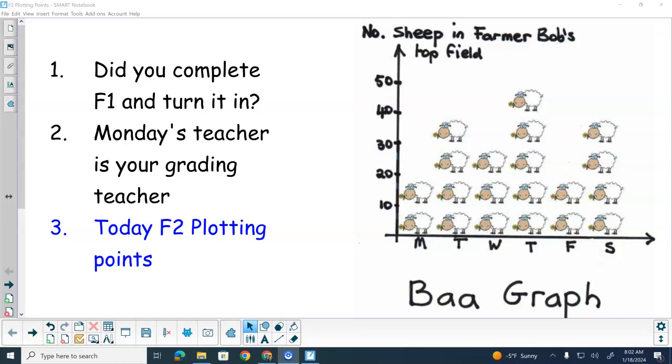All right. So we are in the packets today. We're going to do F2 today, which is like the 4th and 5th page, I think, because yesterday was a 3-pager. So that's where we're at right now. Okay? All right?